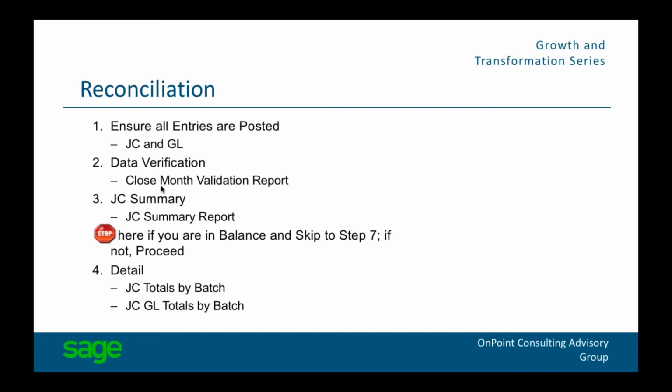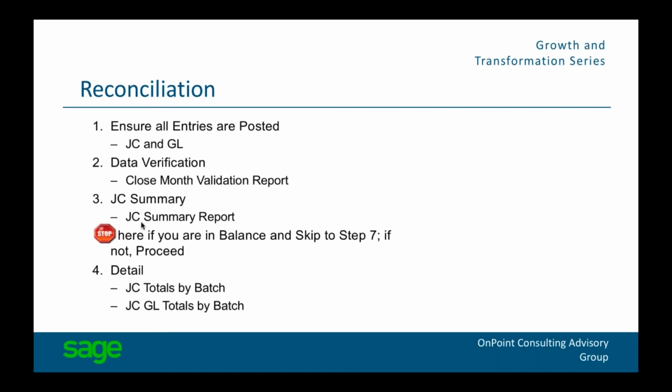But if there is one that's wrong and it might say, you know, job cost is out of balance and it'll give you the dollar amount, there is a report that we can run called a close month validation report, and we can run it on those specific jobs to find out where it is out of balance and get that corrected.